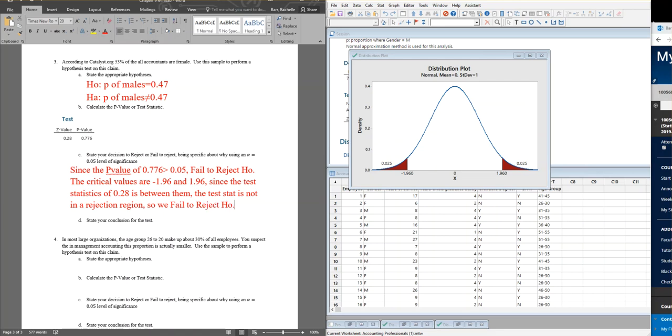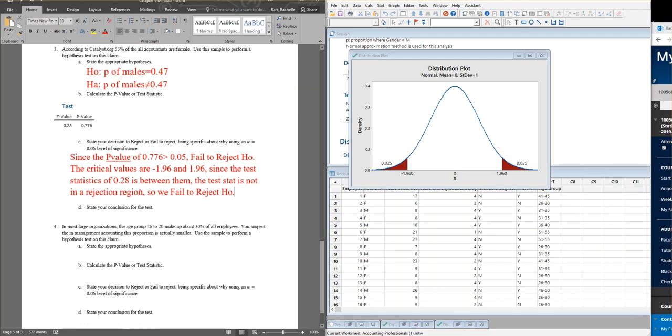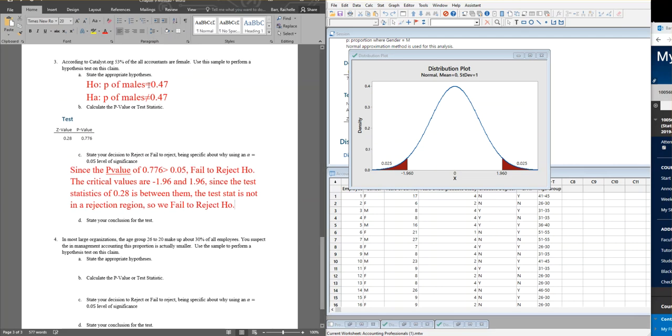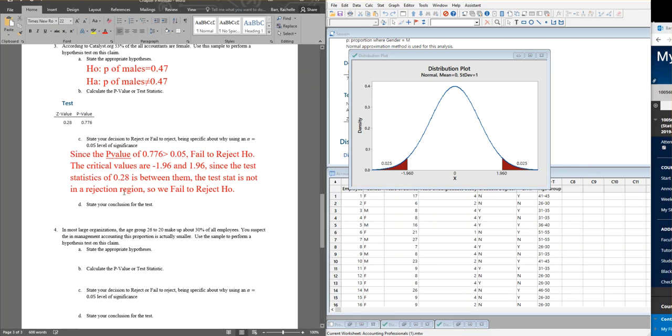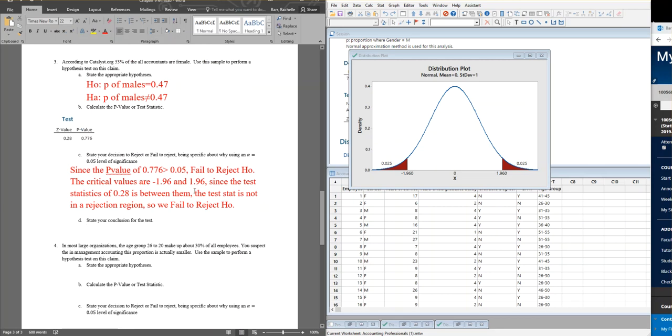All right, everything it's saying looks like my H0 is the truth. So that tells me my proportion of males is 47%, or rather my proportion of female accountants is 53%, just like that data told us. So maybe I should trust that website. It's not as bad as I thought it might be. Oh, politics are not my forte. That's why I teach math.